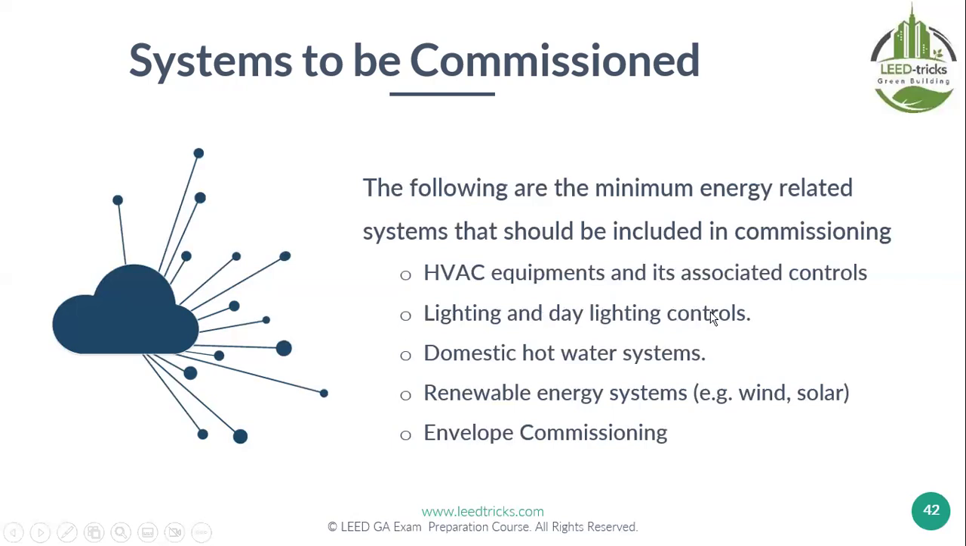Lighting and daylighting controls, which are sensors. Interior lighting, lighting equipment, and so on. Domestic hot or cold water systems. Renewable energy systems like wind and solar. Envelope commissioning is additional and is another option, but it's included also if you want to do it. That's one, two, three, four, five. In the exam, they will make you confused. The fire alarm system is not mentioned here in LEED. So it will be done during commissioning of the project, but it is not required by LEED commissioning.